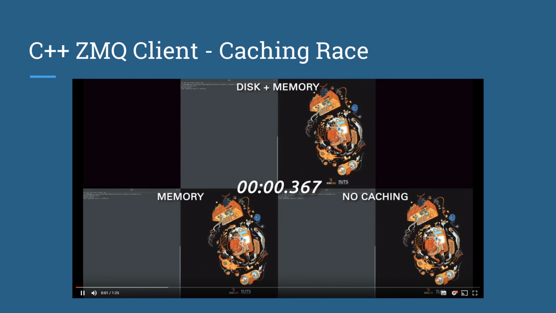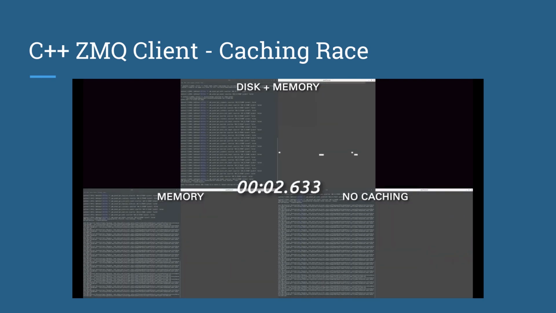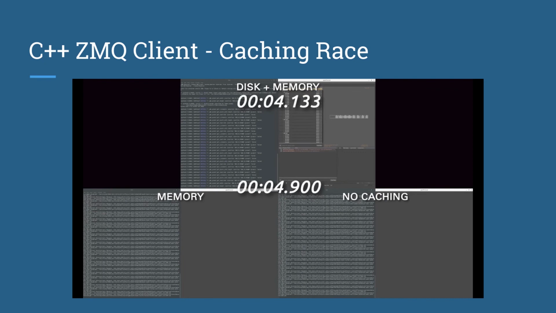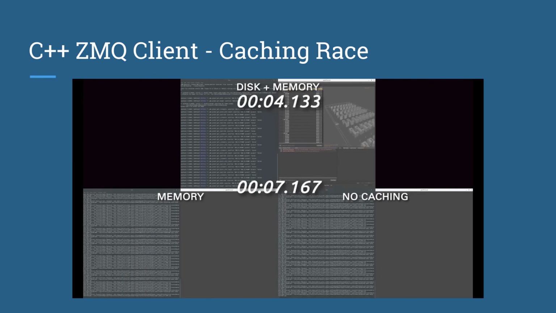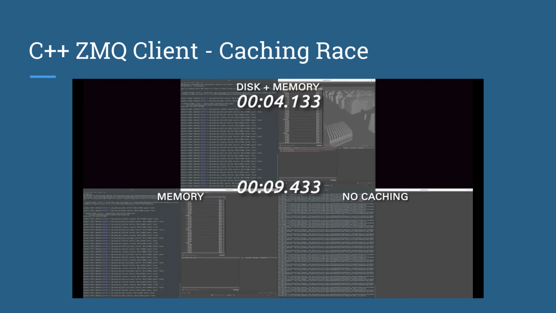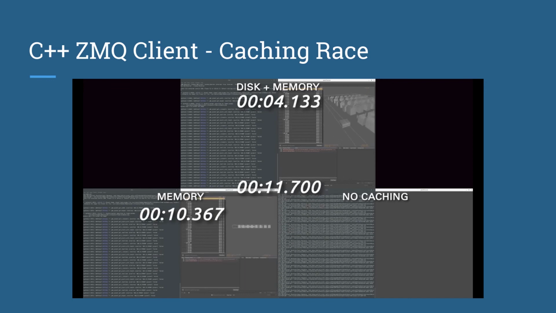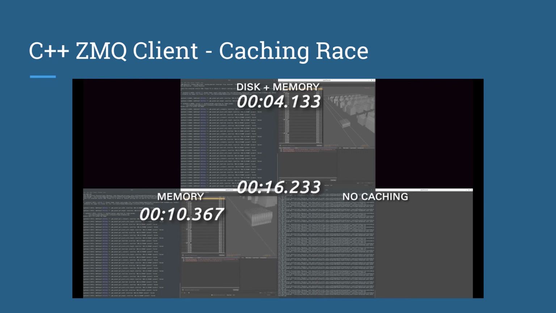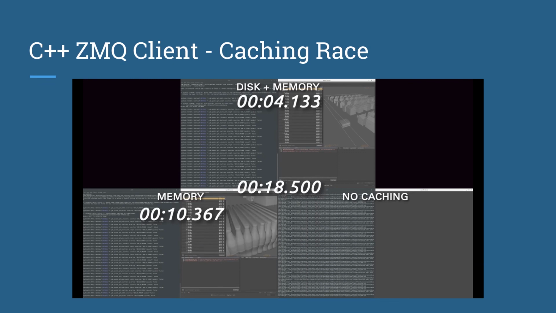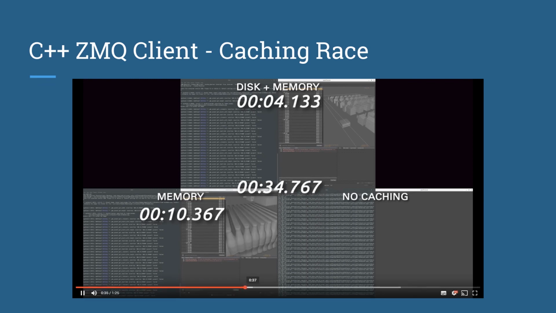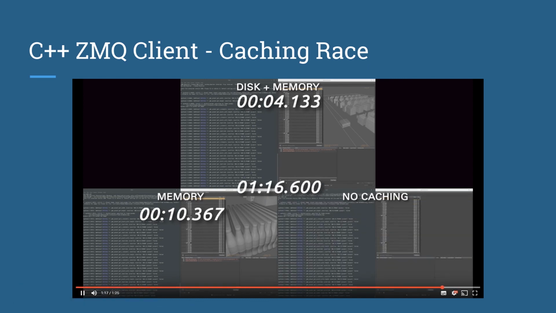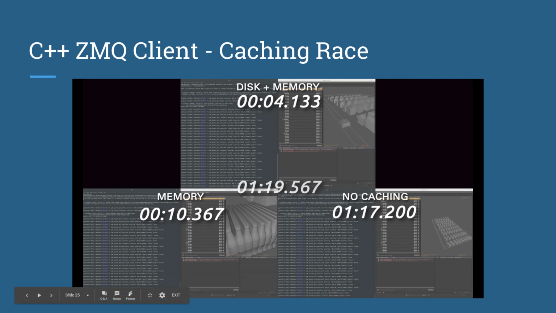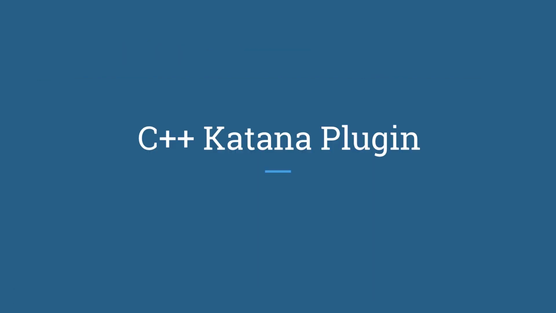So right off the bat here, we have disk and memory going. All of them have created a USD window, and there we go. As you can see, 4.133 seconds, we have the disk and memory cache going. You can see navigating the scene, and then followed shortly by just memory caching at 10 seconds. And then to no one's surprise at all, we have the last one where there's no caching at all. As you can see, we have a long way to go, and the no caching actually takes 1 minute 17. So that was fun.